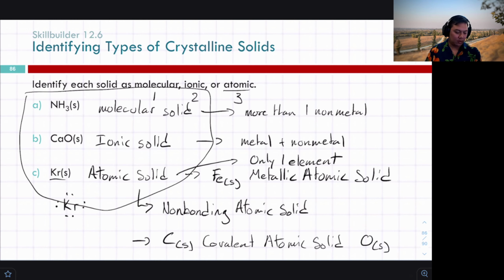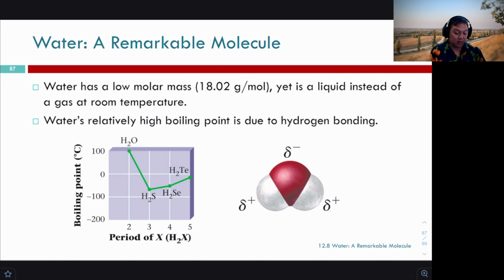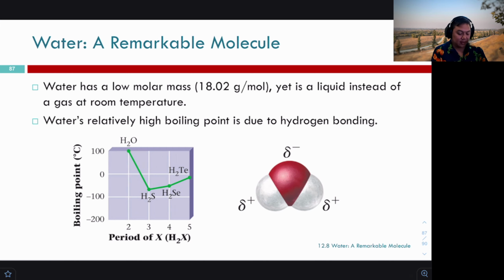All right, we've got just a few more slides here, and we can finish up chapter 12. Mostly we're just going to talk about water. So water is a remarkable molecule, as the slide says, because it has a low molar mass, and yet it's a liquid at room temperature instead of a gas.